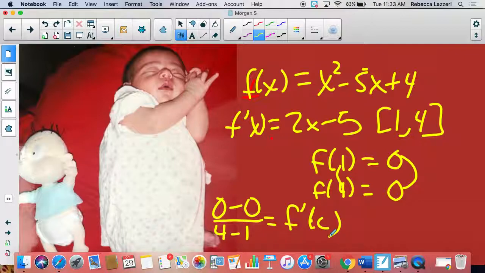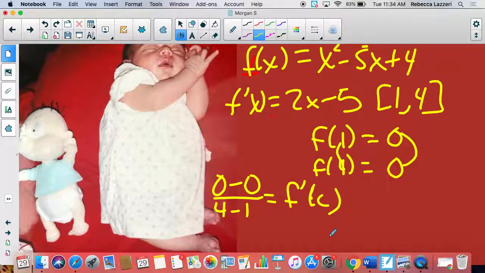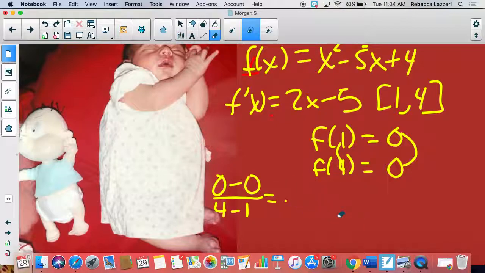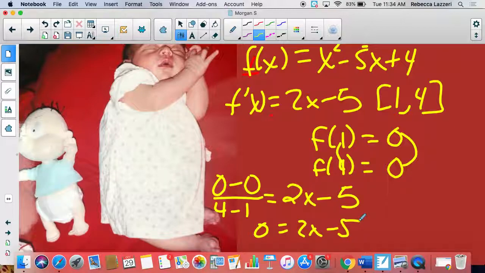So you see I find the slope and the derivative and I set them equal to each other. That's what I do. I find the average slope and the instant slope and I set them equal to each other. So now I'm going to take out f prime of c and put in 2x minus 5, using x. So I'm setting my slopes equal to each other: 0 equals 2x minus 5. And so 5 is equal to 2x. And so x is equal to 2.5, or 5 halves.